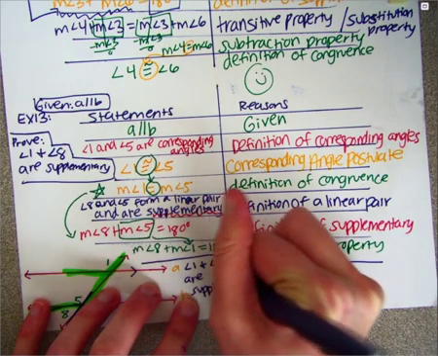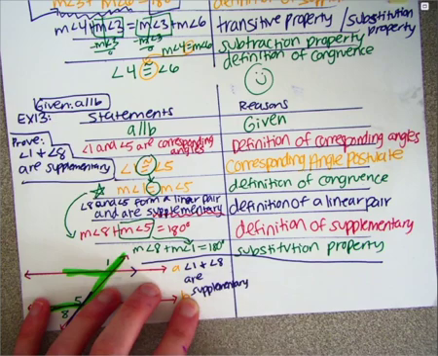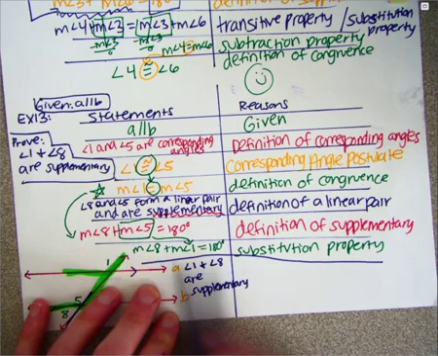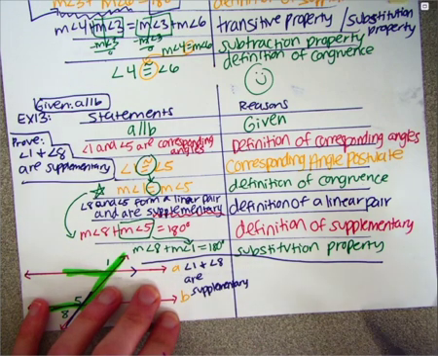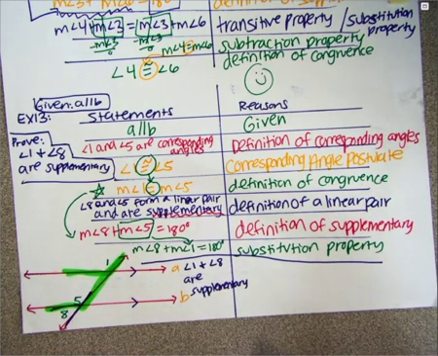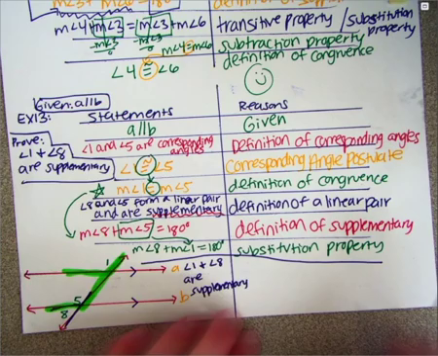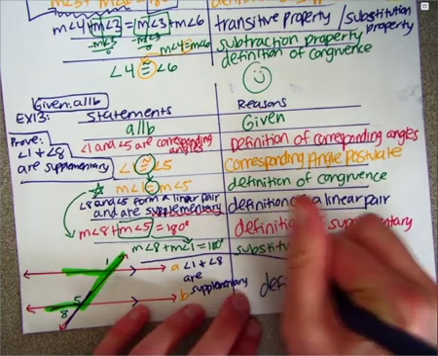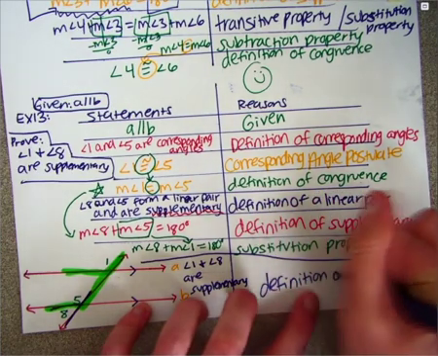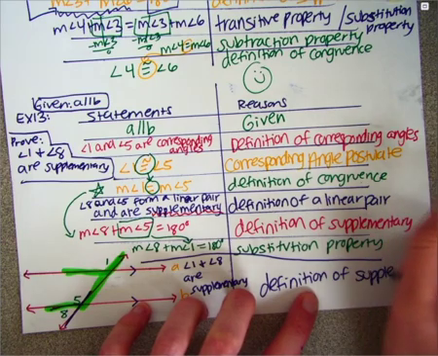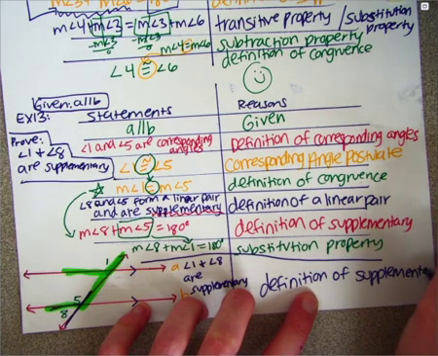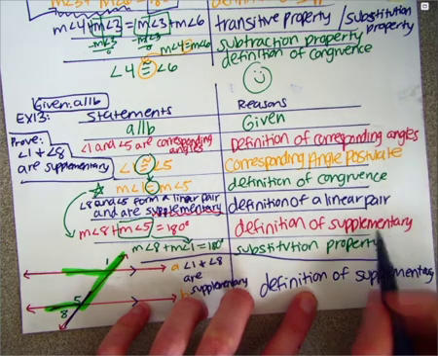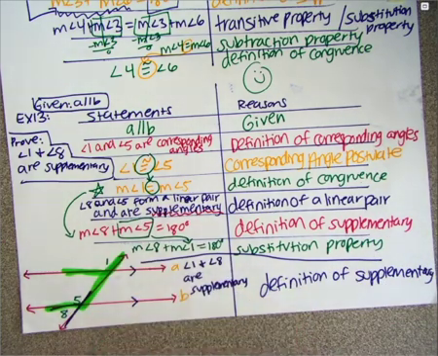Sorry, guys. That's a supplementary. Okay, angle 1 and angle 8 are supplementary, and the reason why is because the statement says they have to add up to 180. And that's what it means to be supplementary. So what do you think my reason is going to be? Holy hot dog. It would be the definition of supplementary. It's cool because we've used the definition of supplementary twice in our supplementary proof, which is pretty awesome.